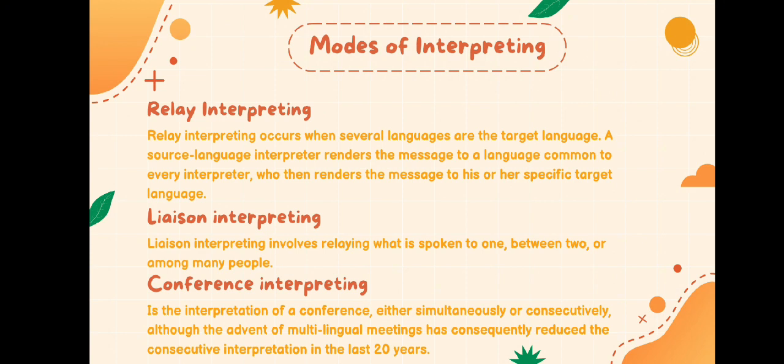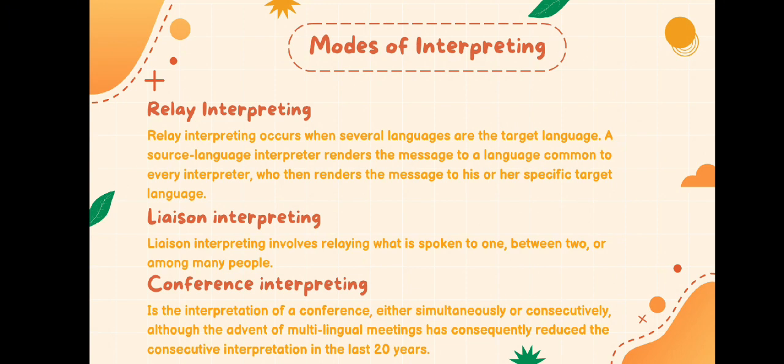Okay, next mode of interpreting is relay interpreting. Relay interpreting occurs when several languages are the target language. A source language interpreter relays the message to a language common to every interpreter, who then relays the message to his or her specific target language.